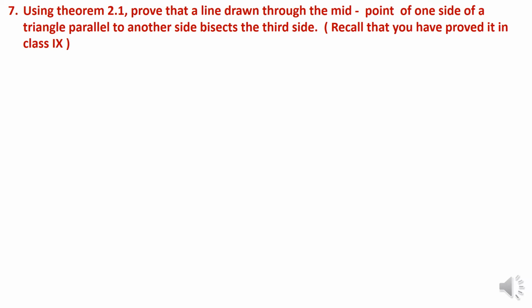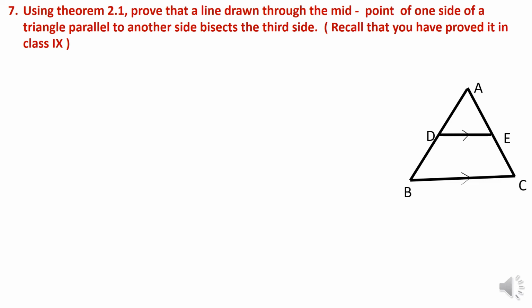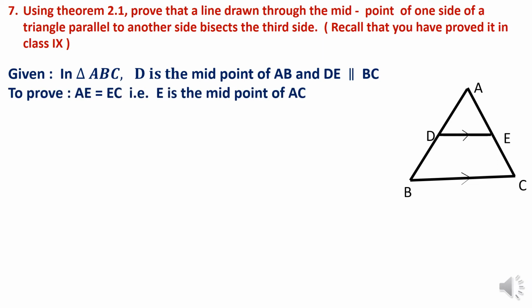Well, what is given in the statement is, a line drawn through the midpoint of one side of a triangle parallel to another side. So consider a triangle ABC in which a line DE is drawn through the midpoint of AB, through D, parallel to BC. What is to be proved is, it bisects the third side. That is, the line DE bisects AC, or AE is equal to EC. That is, E is the midpoint of AC.